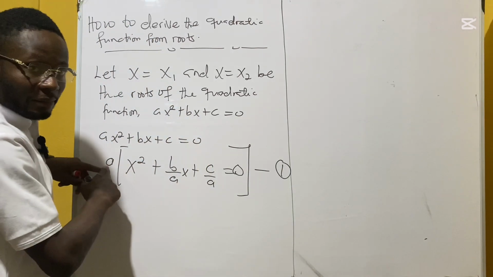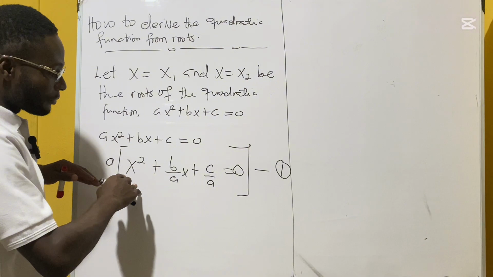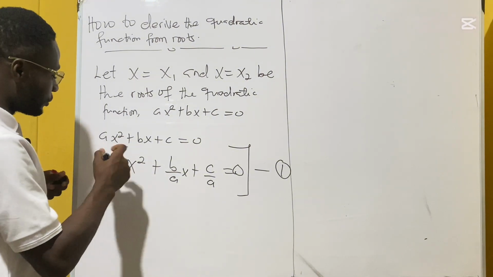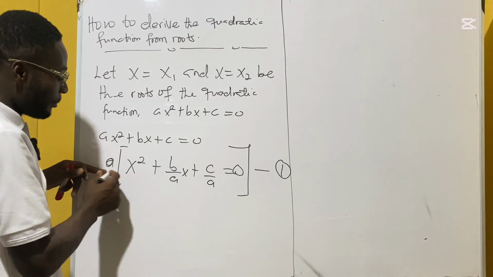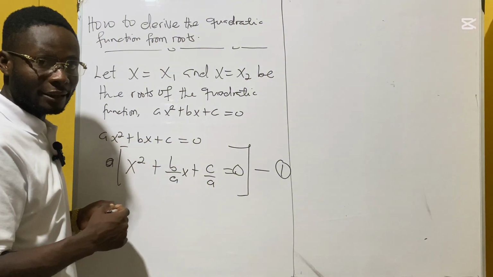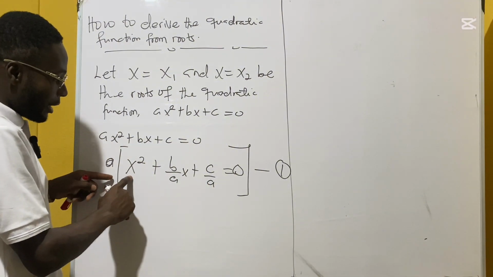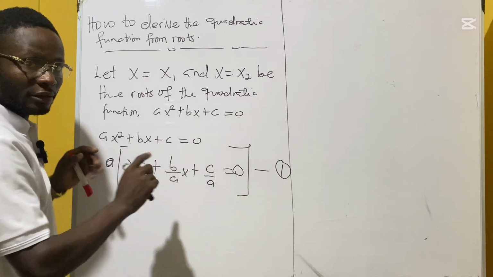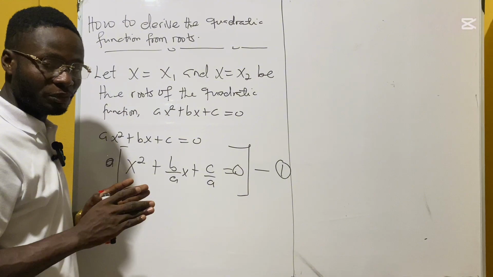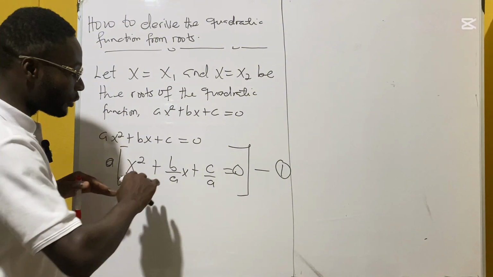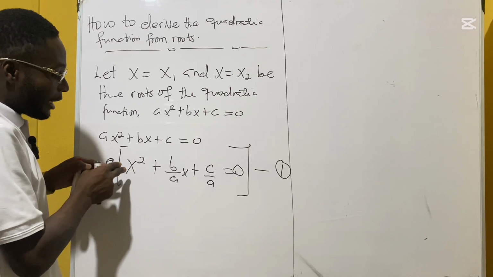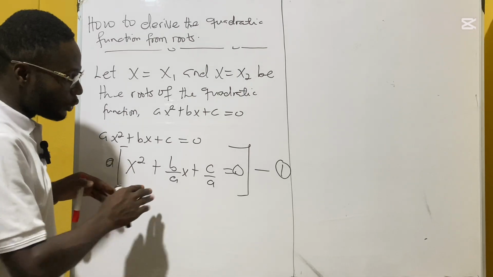When you factor something out, it means you are dividing by the item. So when you factor a out, you are dividing the coefficient of x squared and each of the other terms by a. When you multiply back, you're going to have the same thing again, so the function remains as it is. We are not interested in changing the function. We just want to manipulate it so that we have a unity at the coefficient of x squared.